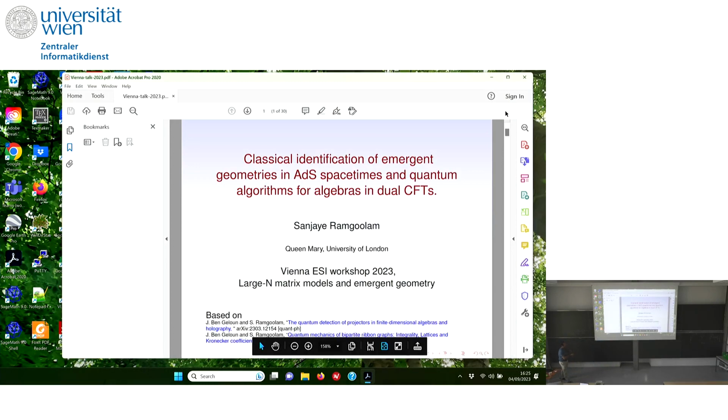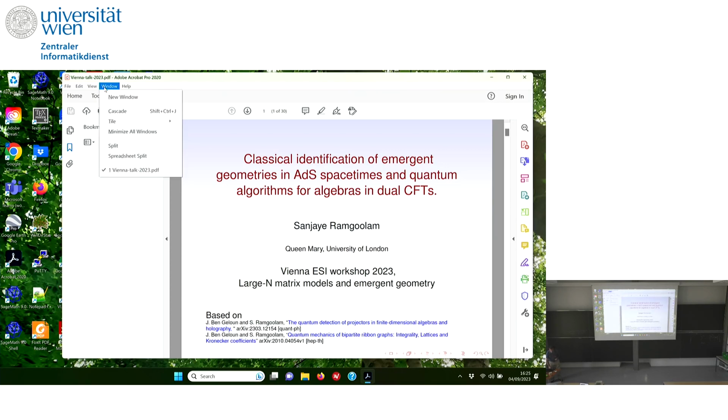So I'll be talking about classical identification of emergent geometries. Well, in a way, AdS/CFT is a kind of strong-weak coupling, so in some sense, a classical-quantum correspondence. So in a way, one should probably expect to be able to relate classical algorithms in gravity to quantum algorithms in CFT. So this is a concrete realization of that, based on these two papers with Joseph Bengeloun.